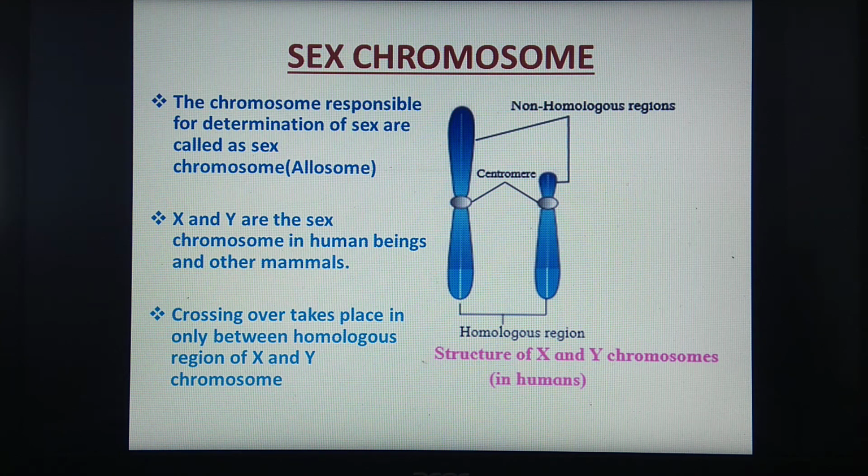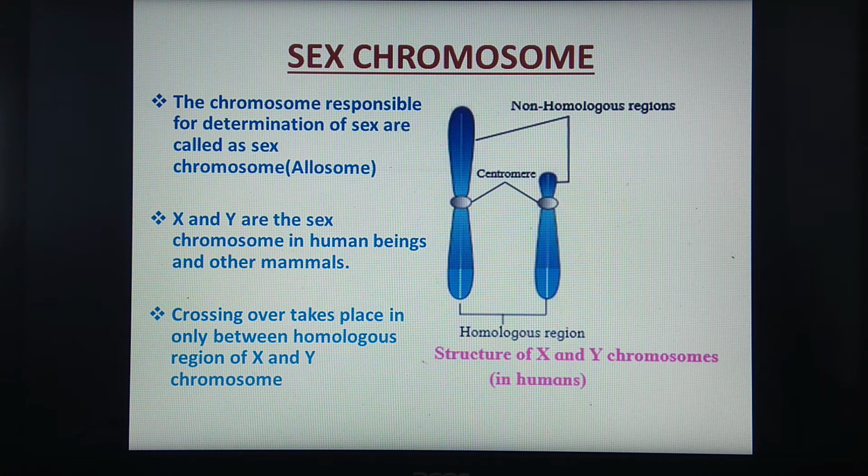Today we are going to start with the sex chromosome. In the previous lecture we have studied about the chromosomes. That is, chromosomes are always present in pairs. Morphologically and genetically similar chromosomes are called homologous chromosomes.